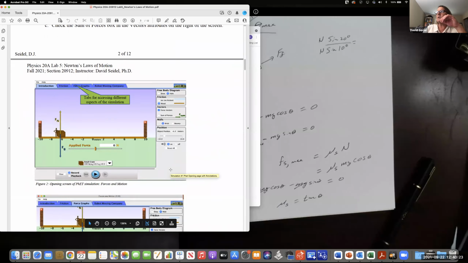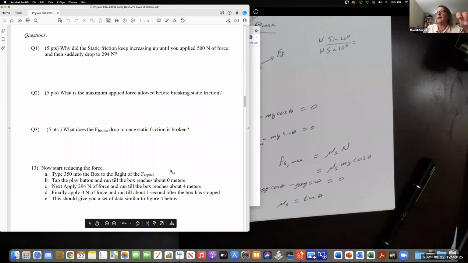So that's what you're going through on this one. That's the ramp.